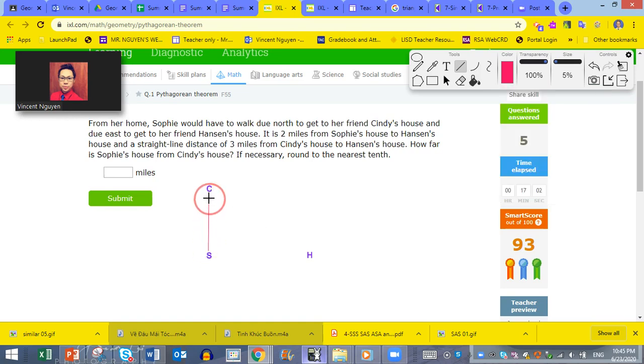Draw a right triangle here. And then from there, I'm going to go down here. And then from there, I'm going to go back over here. So that's our right triangle. Okay, so now I'm going to put in some measurements. It says right here it's 2 miles from Sophie's house to Henson's house. So right here is 2 miles. I'm going to put a 2 there. And then it says 3 miles from Cindy's house to Henson's house. So essentially, they're telling you that the hypotenuse is 3.